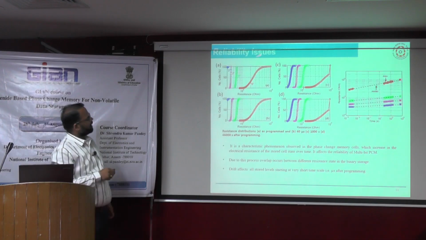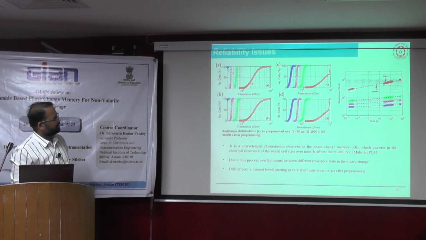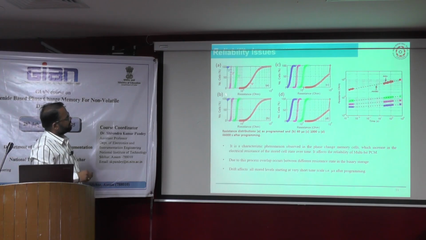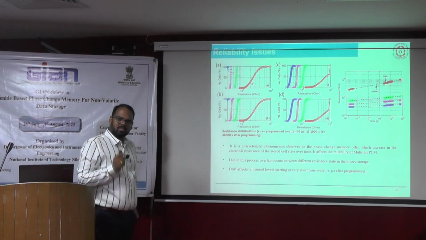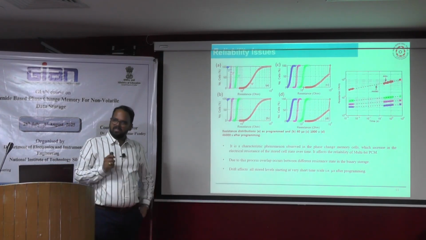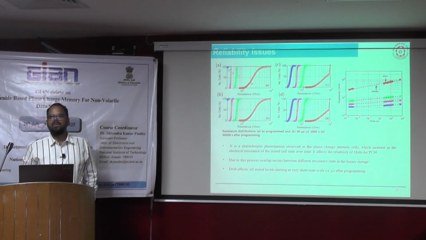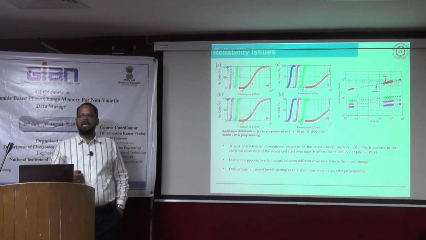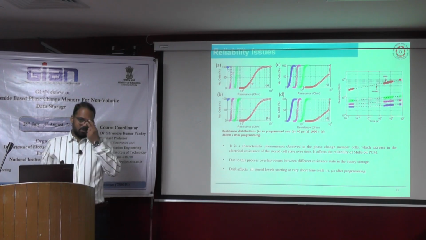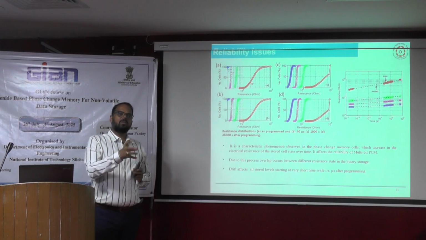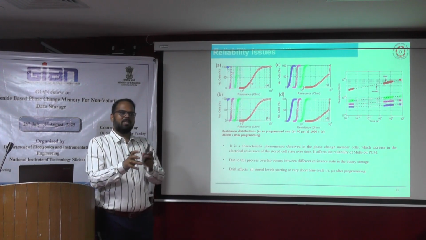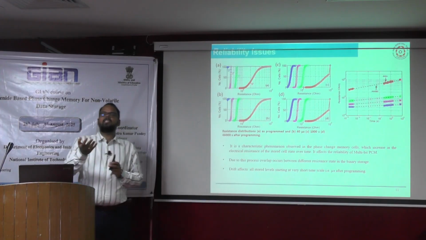And this is some kind of reliability issue, as we can see here. You can see these different resistance levels, but this red state is getting varied. This red one belongs to the resistance of the amorphous state. It is reported that there is a resistance drift. Drift means you have stored a particular resistance state, and later on, due to drift, the atoms settle down in a different manner, and the resistance state changes.